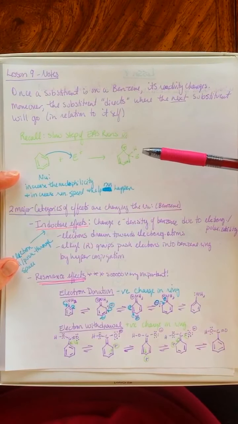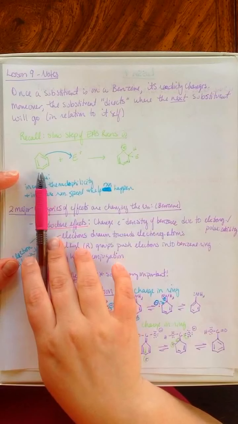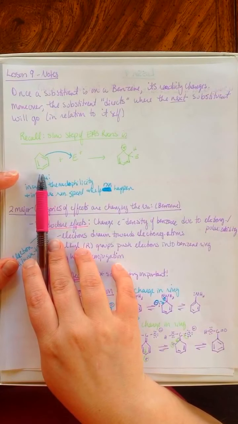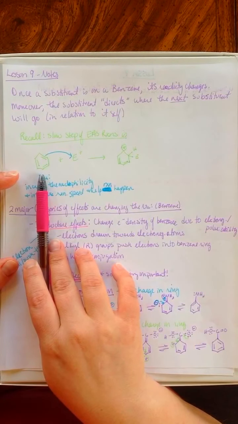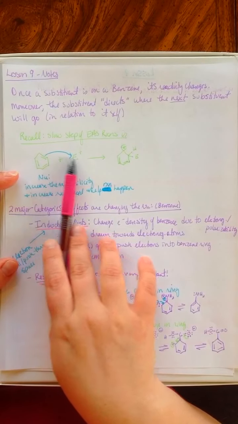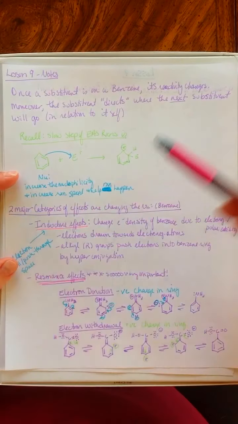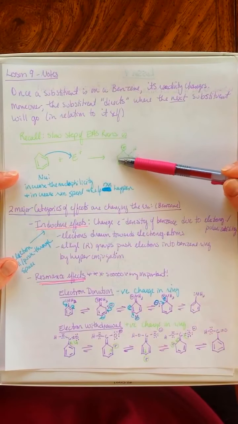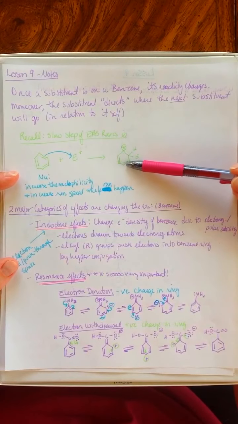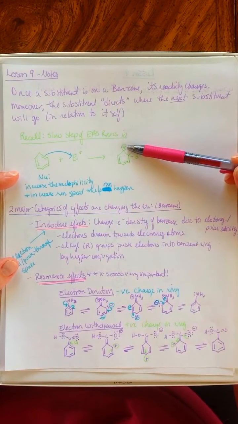On the other hand, if you deactivate or pull electron density out of the center of that ring, it's not going to react as quickly with an electrophile because it has less negative charge, being the electrons in the center, to stabilize that positive charge that's right there.